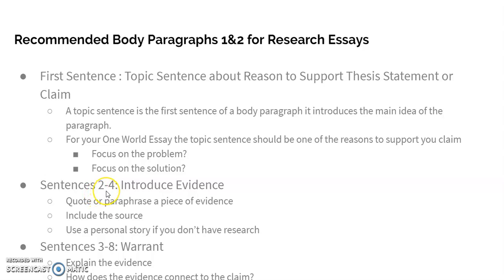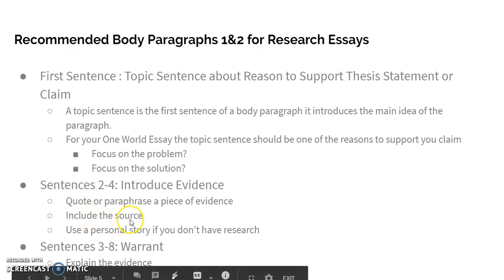Sentences 2, 3, 4, maybe 5 are going to introduce evidence. You can do this by quoting a piece of evidence or by paraphrasing a piece of evidence. If you're quoting, that means it's a direct copy from the source and you need to use quotation marks. If you're paraphrasing, that means you're saying the information from the source in your own words. Whether you quote or paraphrase your evidence, you absolutely must include the source.